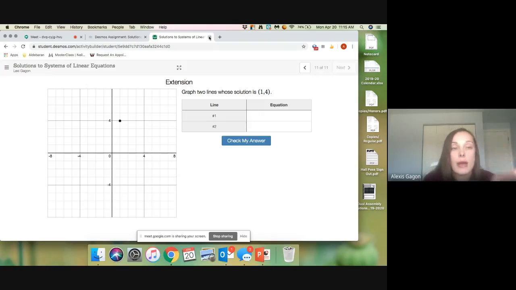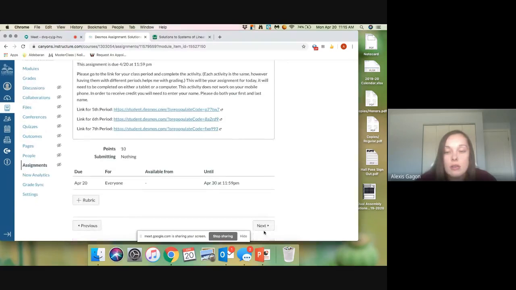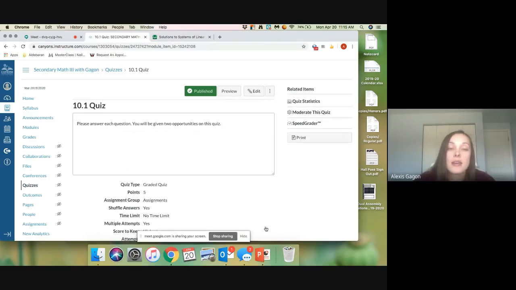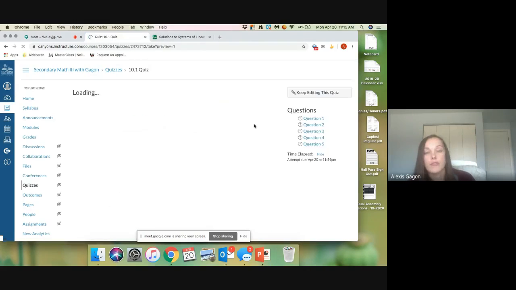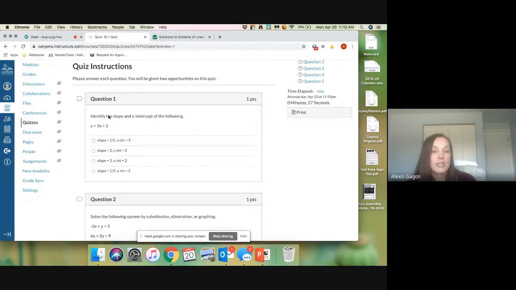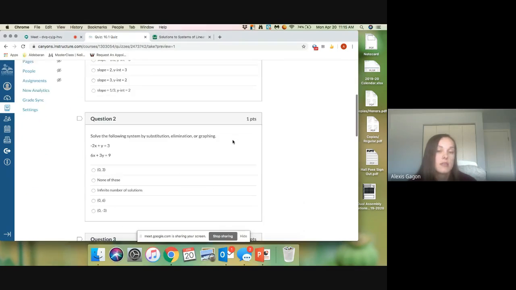Remember, you can unmute your mic if you need to ask a question. Okay, and then there's a quiz. It's only like 5 questions. I basically went through your quiz questions, but if I push preview here, so here I just need to identify the slope and the y-intercept. So it's going to be one of these.